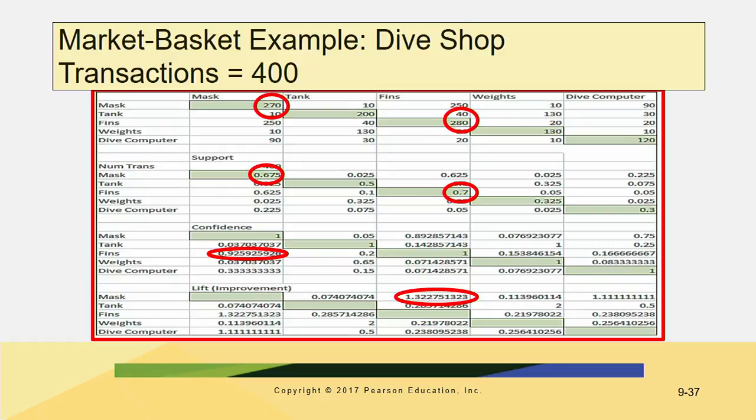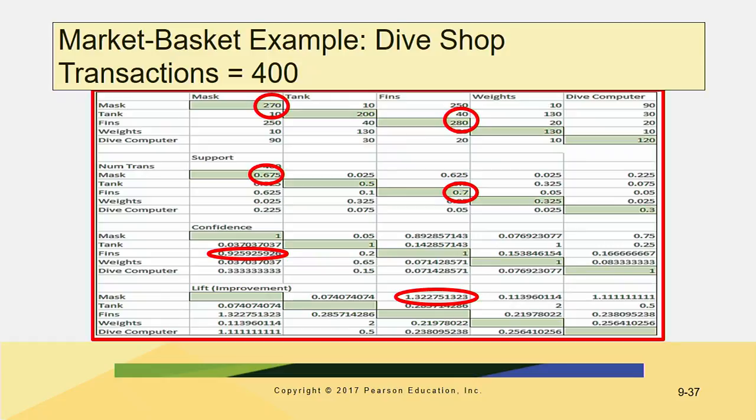And if you say, well, what percentage of all the transactions included fins and masks? 62%. What percentage of all transactions included a dive computer and fins? It looks like only 5%, right? So we can see the percentage of transactions that are bought together. That's called support, like the support of the items.